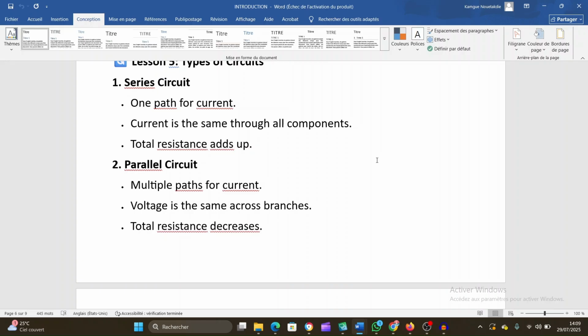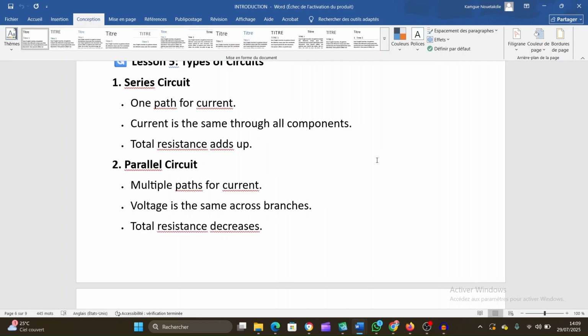Series circuit: one path for current. The current is the same through all components, because it is a single line. Parallel: multiple paths for current, because you have current 1, current 2, current 3, for example. But for series, you have just current 1.